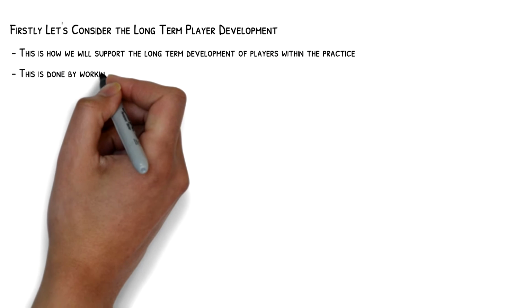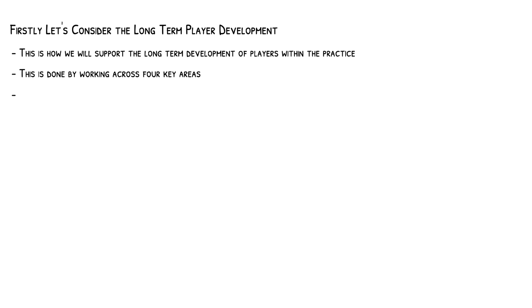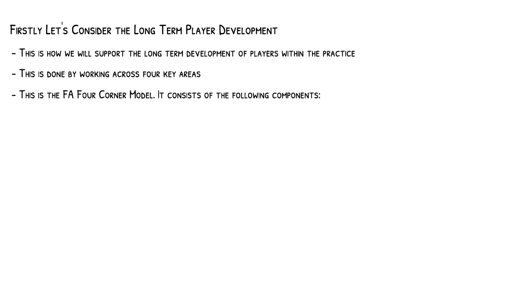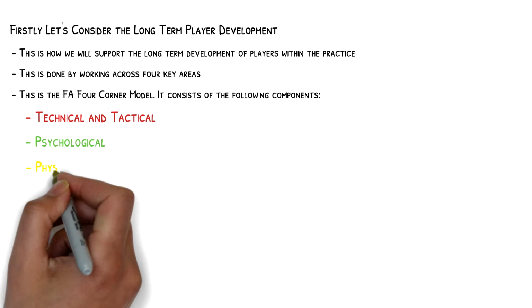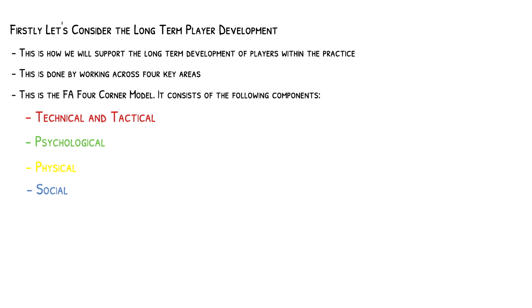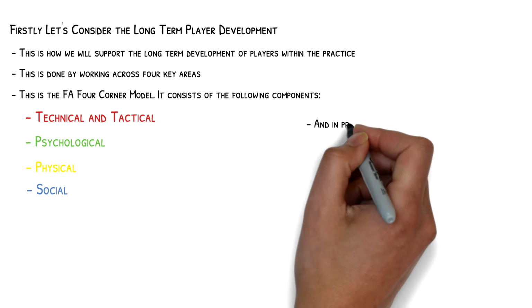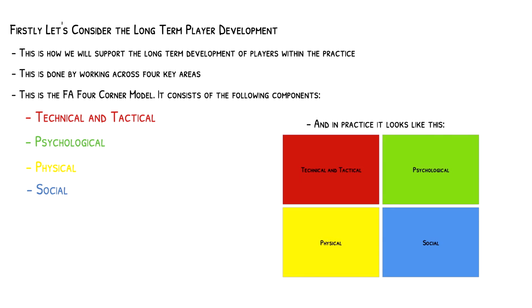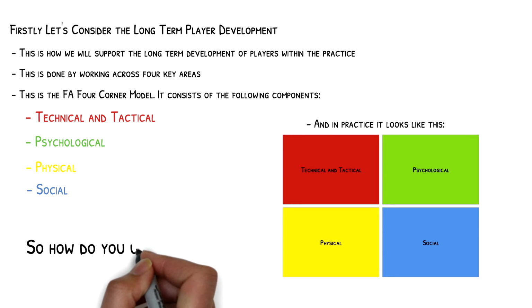This is done by working across 4 key areas. This is the FA 4-corner model. It consists of the following components. We have technical and tactical, psychological, physical, and social. And in practice, it looks like this. So how do you utilize it?